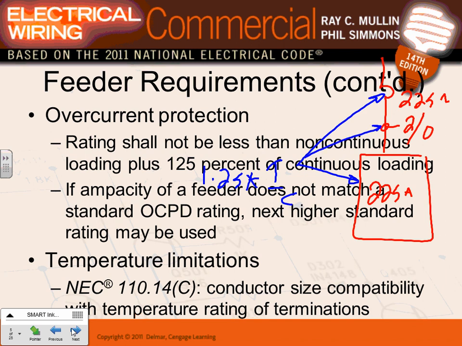You take 125% of the continuous load plus the non-continuous load. For the lighting panels, all of them are continuous. For receptacle panels, we did not multiply them by 1.25 because they're non-continuous. Any questions, any comments about sizing overcurrent protection device for feeders?